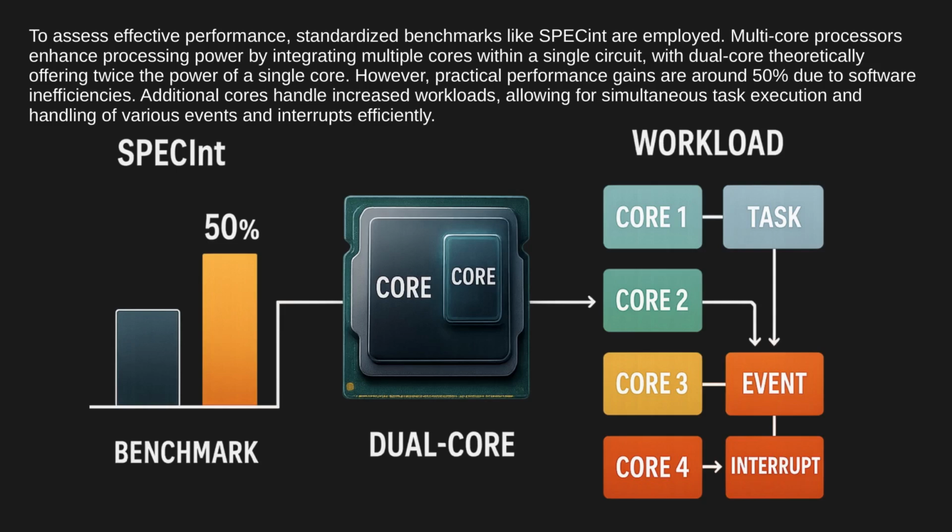Multi-core processors enhance processing power by integrating multiple cores within a single circuit, with dual-core theoretically offering twice the power of a single core. However, practical performance gains are around 50% due to software inefficiencies. Additional cores handle increased workloads, allowing for simultaneous task execution and handling of various events and interrupts efficiently.